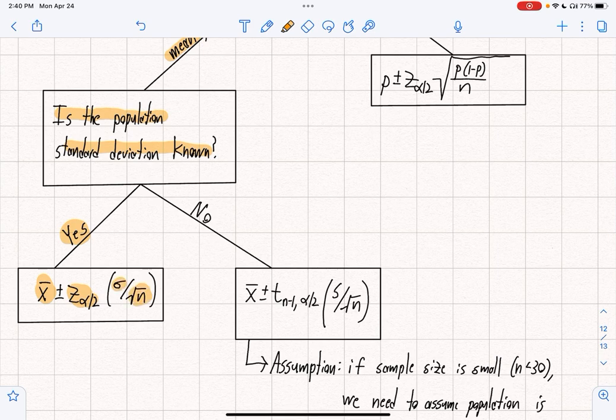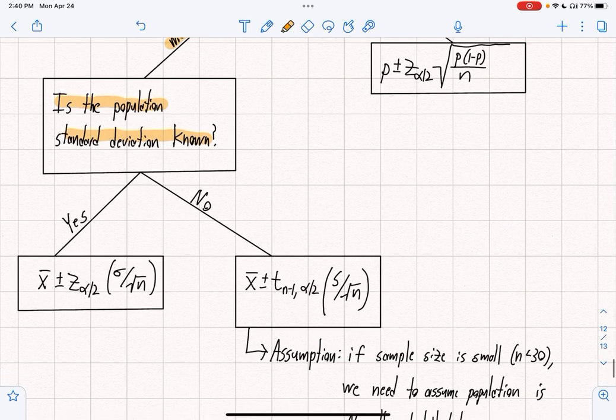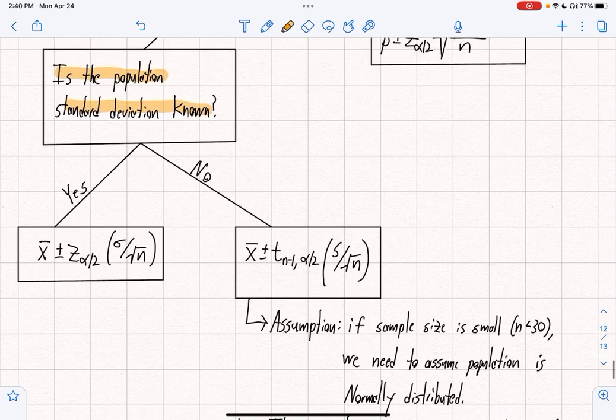But if the population standard deviation is not known, so no, then we're going to use this formula: x bar plus or minus t with n minus 1 degrees of freedom, alpha over 2, and then we're using s instead of sigma, divided by root n. But we do have a couple of, well, we really just have one assumption for this case.